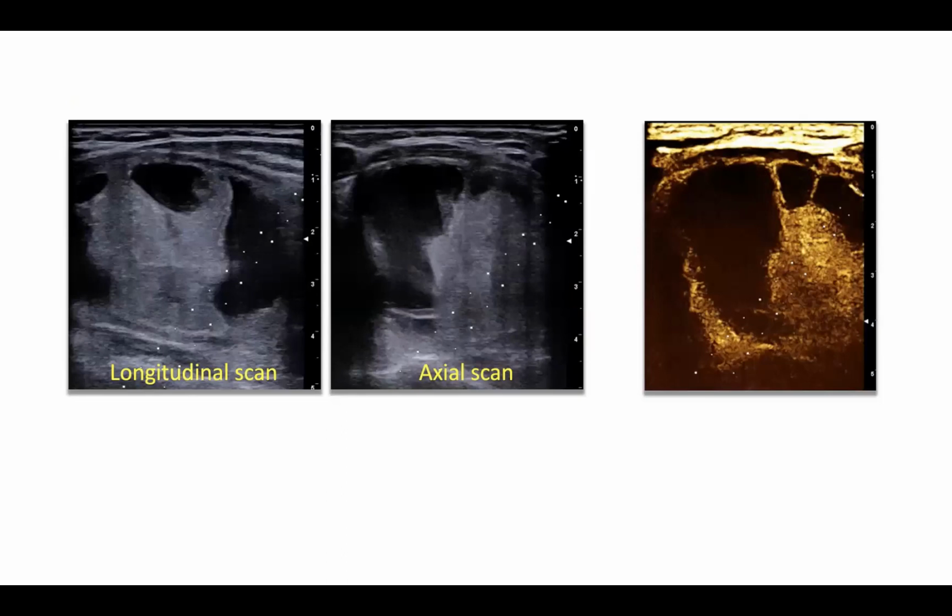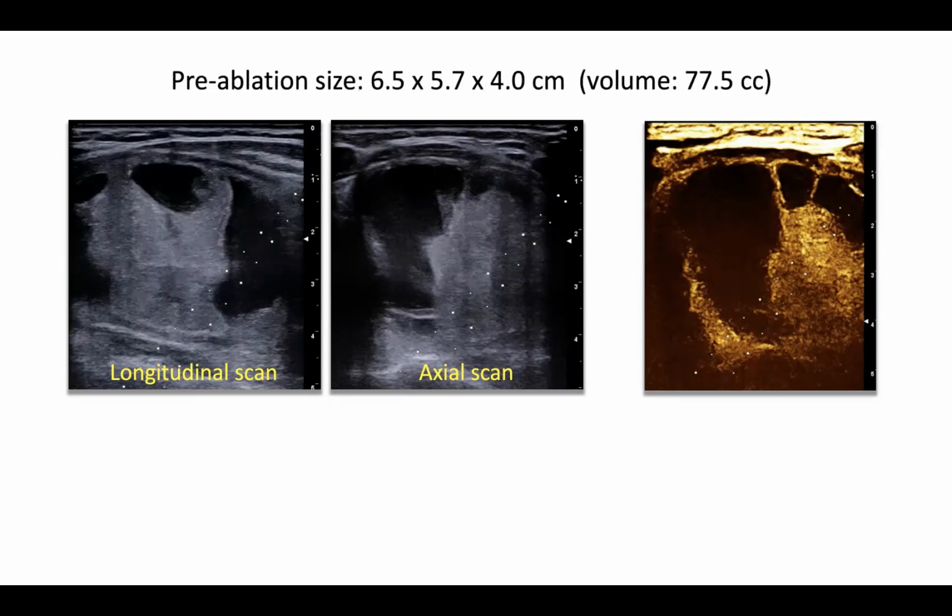These are the images of this large goiter with a large cystic component, even if most of the tissue is solid. On the right side, you see the image with contrast-enhanced sonography, demarcating very well the liquid from the solid portion of the nodule. In the pre-ablation phase, the size of this lesion was 6.5 by 5.7 by 4.0 centimeters, for a total volume of 77.5 cc's.